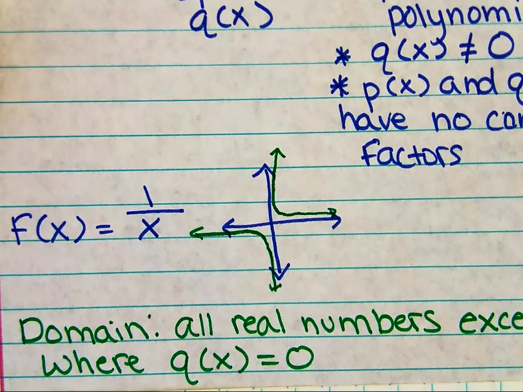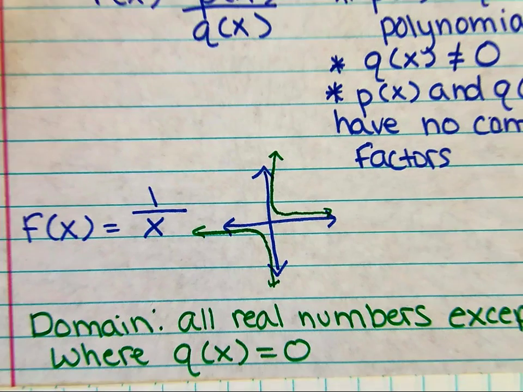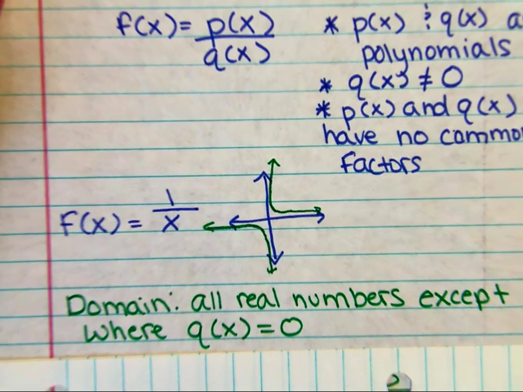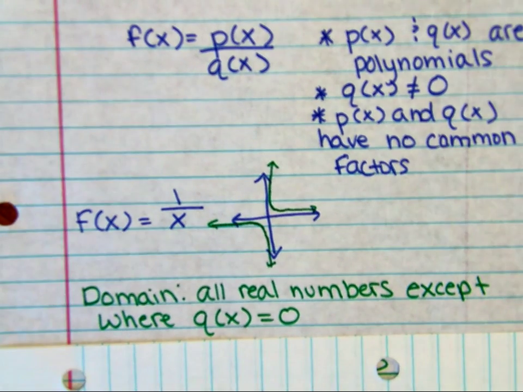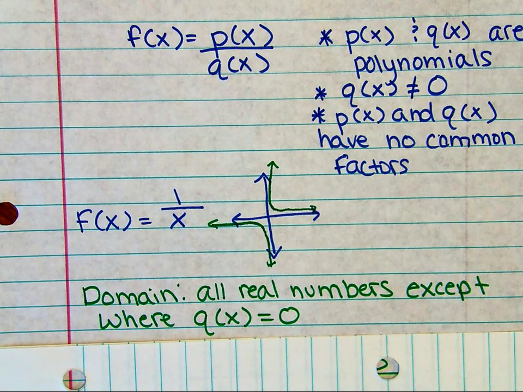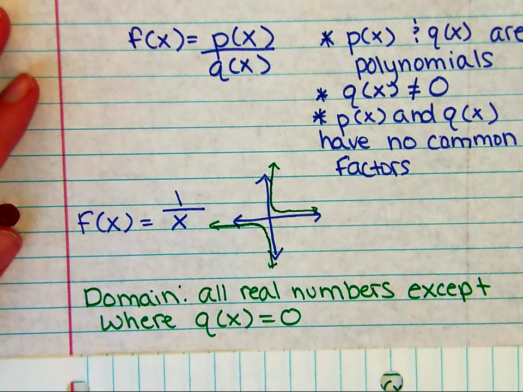The domain. You're going to have to be able to identify the domain, and you did this before. The domain is all real numbers except where Q of x equals 0. And remember, Q of x is the denominator. So you could input anything into that function except where Q of x is equal to 0.